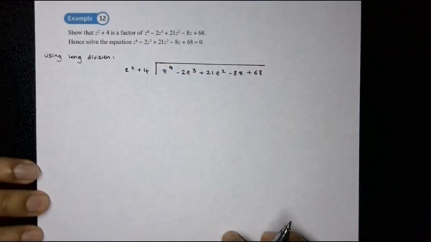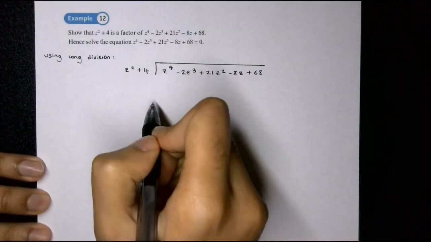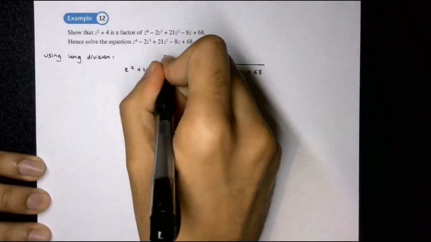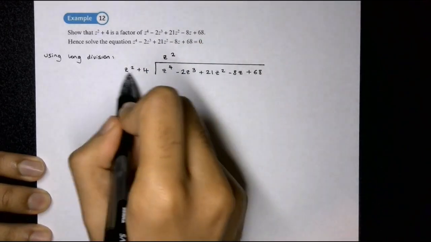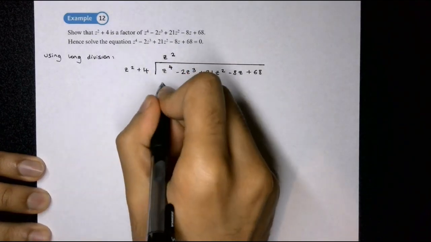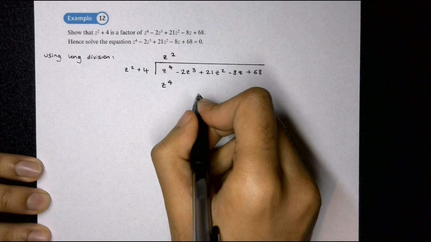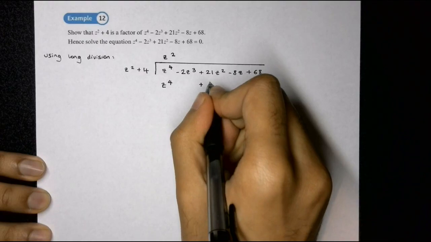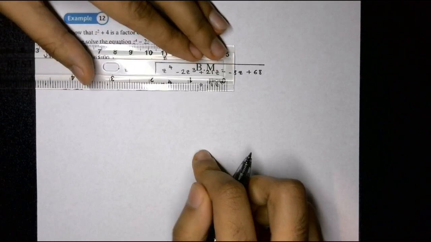And then we think to ourselves, z squared times something gives z to the 4. What is that something? Well, of course, that will just be z squared. Then we multiply z squared by this result here. So z squared times by z squared, that's z to the 4. z squared times by 4, that's 4z squared. And I'm going to write this under here. So here we've got 4z squared. And then we simply subtract these.